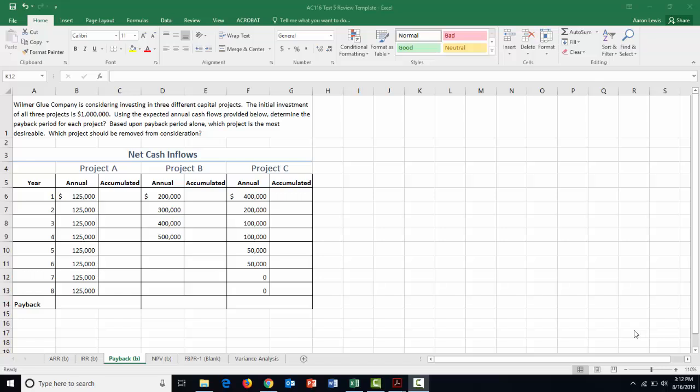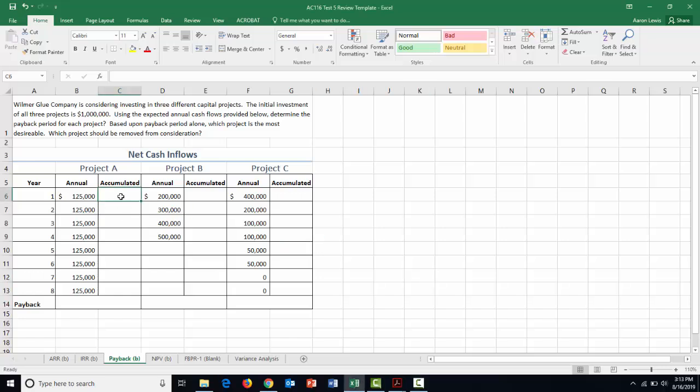The initial investment of all 3 is $1 million. We're going to use the expected annual cash flows provided in this table to determine the payback period for each project. Based upon payback period alone, which project is most desirable and which project should be removed from consideration? So let's go through and figure this out.